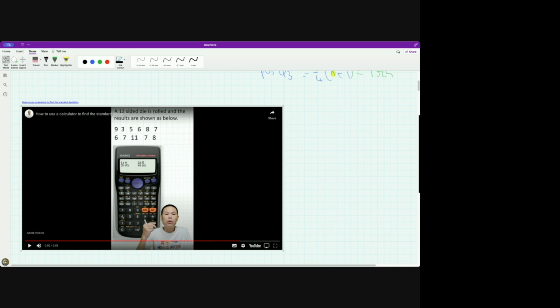Which one should we choose? I'm looking at the chat. I'm waiting for some answers from the students of the room. What number would the standard deviation be on the calculator here?